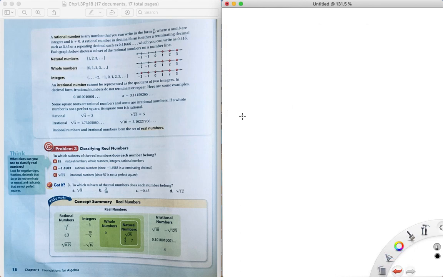And then, oh wait, did I put square root of 2? Wait, square root of 2 is not a rational number. Scratch that. Square root of 2, not rational. Sorry, my mistake. Alright, so irrational.